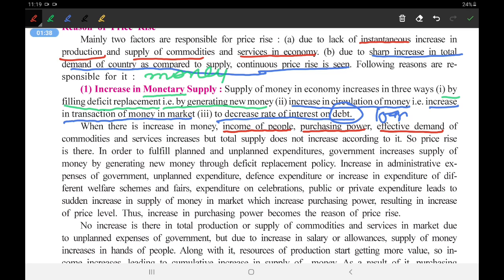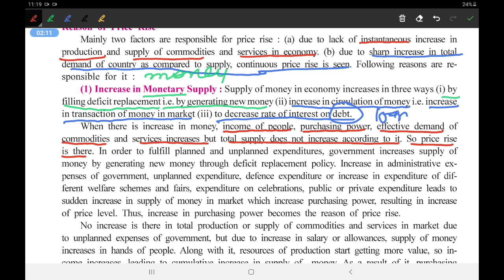Effective demands of commodities and services increase, but the total supply does not increase accordingly. So this happens. Now when more money is put into the market, what will happen? People will have more money. They will start to spend the money. But the supply of the commodity, supply of the things will not change. And due to that, there will be price rise.